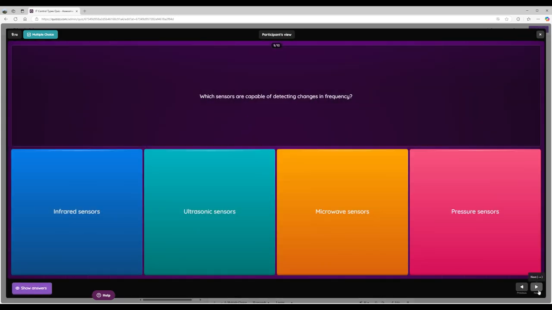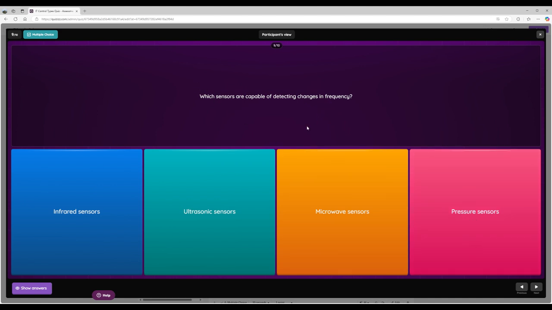Number 9. What sensors are capable of detecting changes in frequency? Okay, this is also an interesting one. During your study, once you come across this, you should just put it into memory because it's not that difficult to put some things that we use on a daily basis into memory. Infrared sensors, ultrasonic sensors, microwave sensors, pressure sensor.